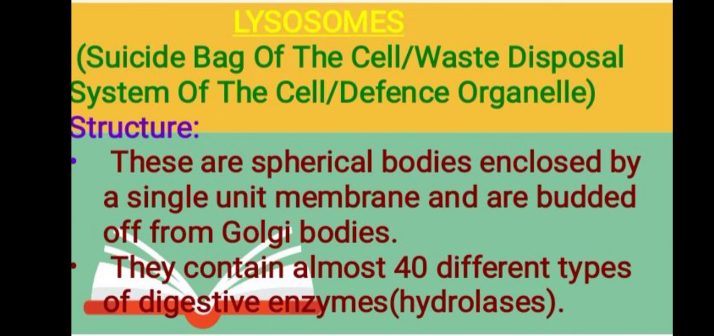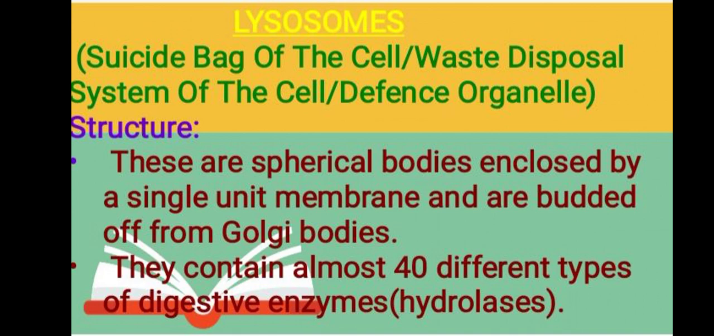Let's see facts about lysosomes. Lysosomes are also called the suicide bag of the cell, the waste disposal system of the cell, and the defense organelle of the cell. Here, lyso means digestive and soma means body. Lysosomes were first discovered by D. Dewey in 1955, for which he got a Nobel Prize in 1974.